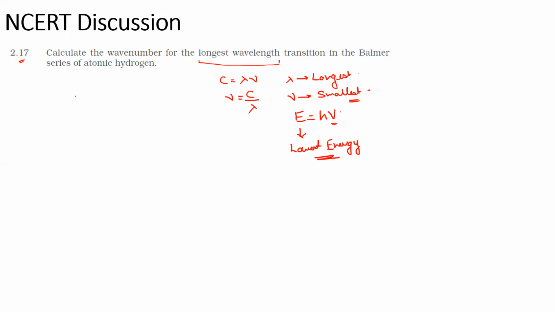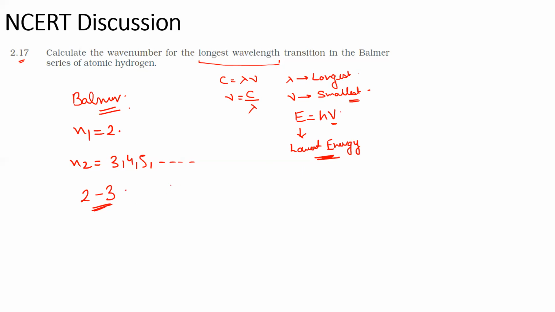Now when he talks about the Balmer series, this Balmer series starts from n1 equals 2, and n2 can be 3, 4, 5 and so on. For the lowest energy transition, it has to be the shortest change in the orbitals, or the lowest possible change in the excited states. So that changes from 2 to 3 or 3 to 2. 2 to 3 is what we will consider.